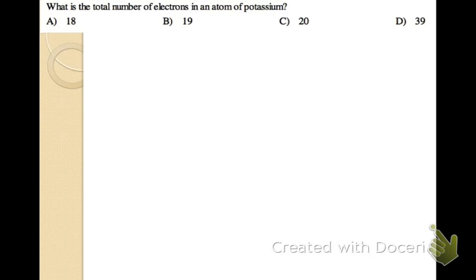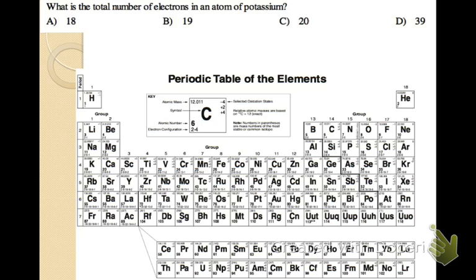Alright, let's take a look at this question. What is the total number of electrons in an atom of potassium? Now this one, you'll actually need your periodic table. So if we want to figure out the number of electrons in an atom of potassium, let's take a look at potassium. Its symbol is K. So let's look at the key itself. Upper left shows you the atomic mass. This is your symbol. This is your atomic number, which is also equal to the number of protons.